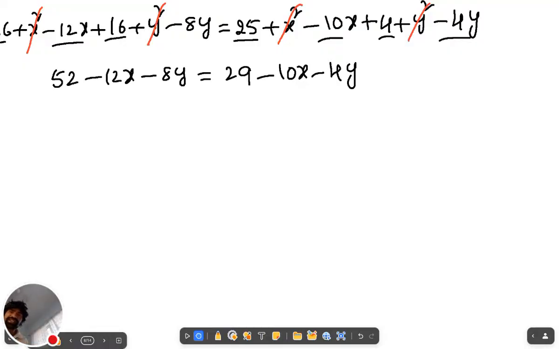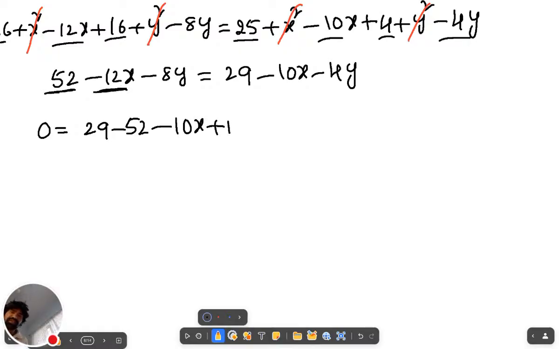Okay, let's send all the left side things to the right side. What do we get? So 0 will be on the left side. On the right side we have 29. Now if you send 52 to the right side, it becomes minus 52. On the right side we have minus 10x. If you send this to the right side it becomes plus 12x. On the right side we have minus 4y, and if you send this to the right side it becomes plus 8y.